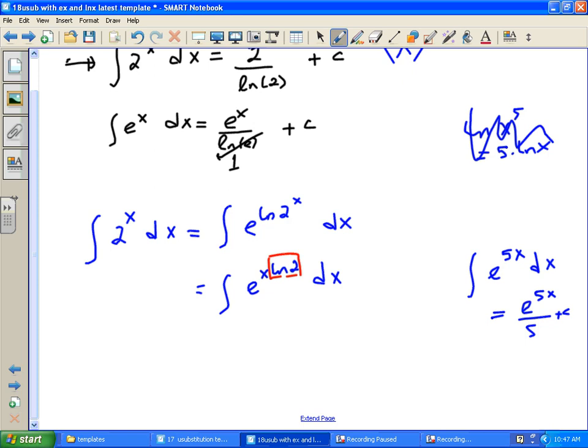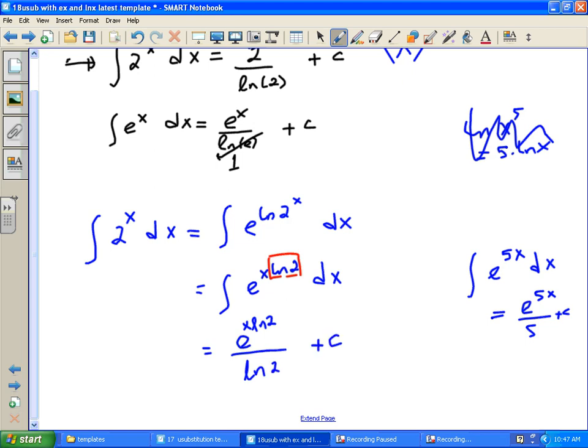So what will the answer be? The answer will be e to the same power, e to the ln 2 times x, divided by whatever that constant is, and that constant in this case happens to be ln of 2.